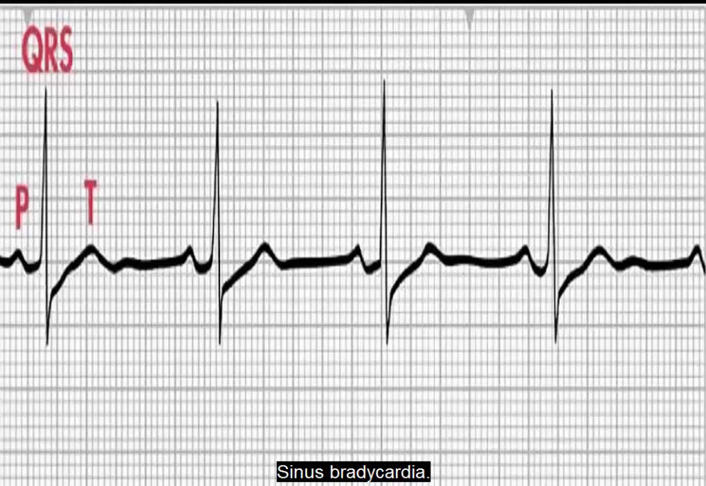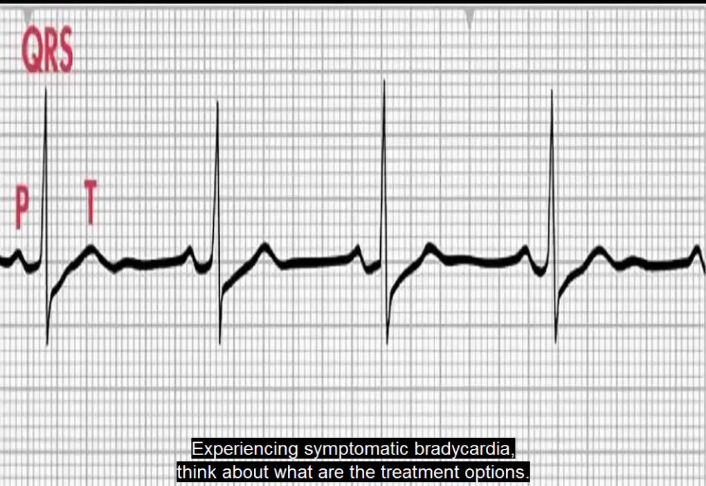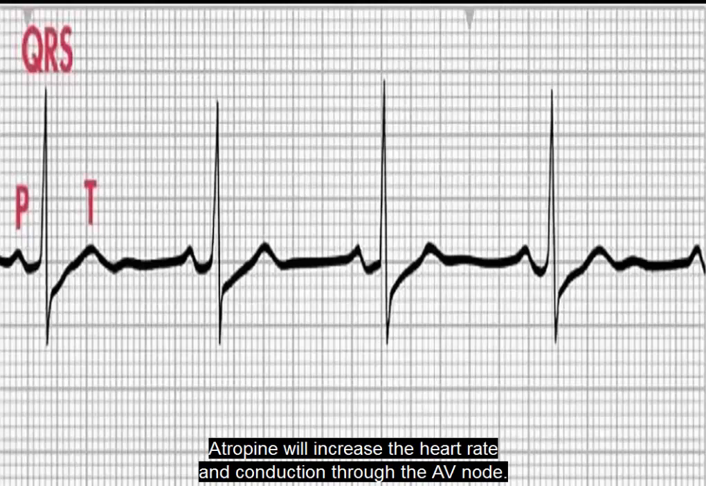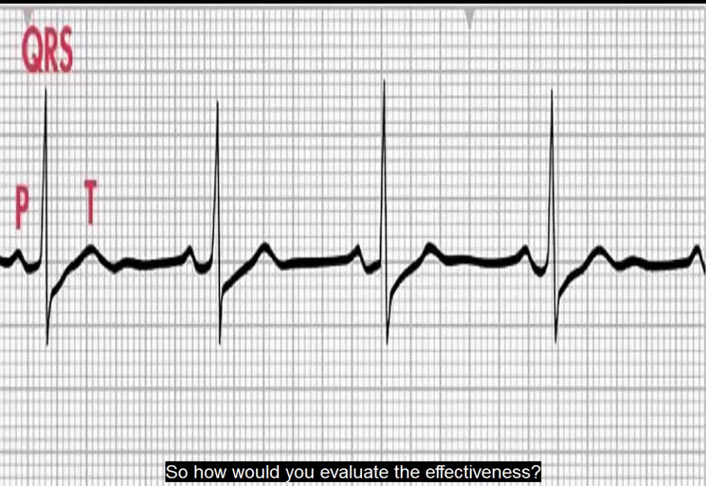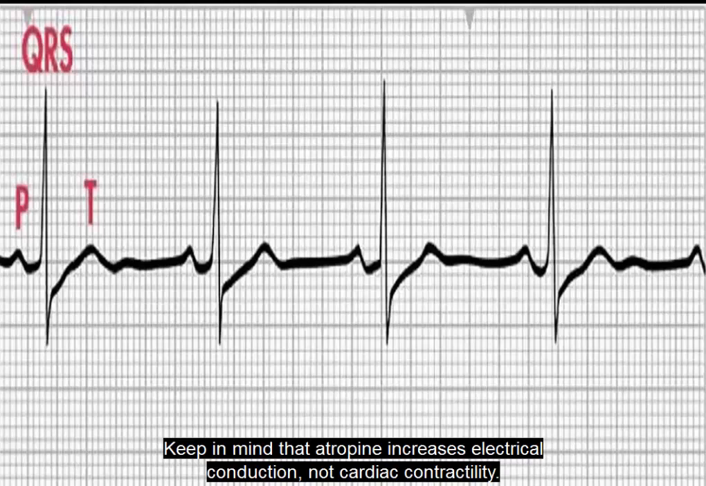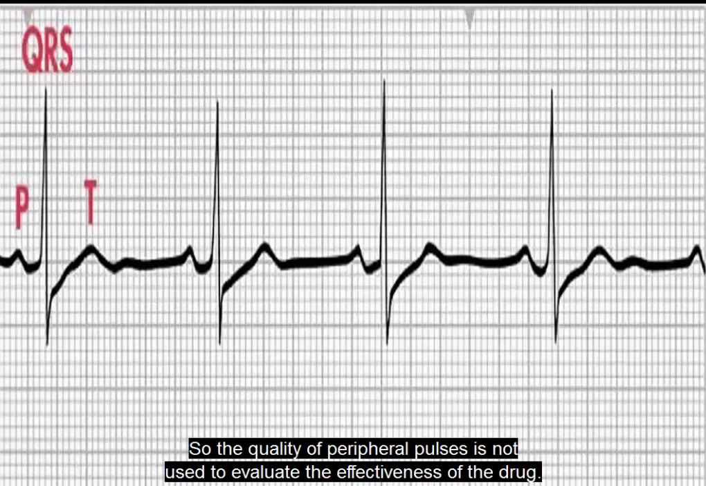Sinus bradycardia. Experiencing symptomatic bradycardia, think about what the treatment options are. Atropine will increase the heart rate and conduction through the AV node. Treatment with a transcutaneous pacer would be appropriate. So how would you evaluate the effectiveness? Keep in mind that atropine increases electrical conduction, not cardiac contractility. So the quality of peripheral pulses is not used to evaluate the effectiveness of the drug.